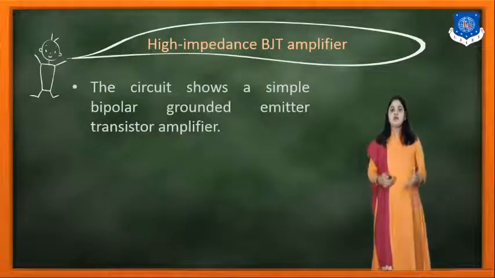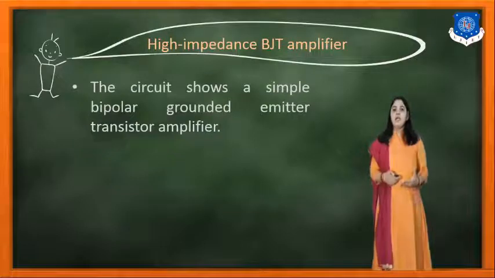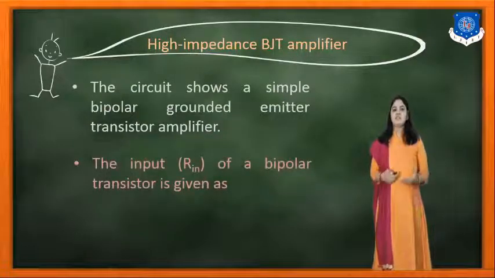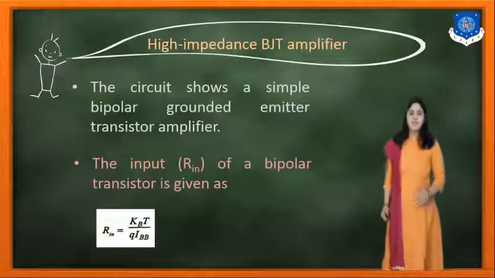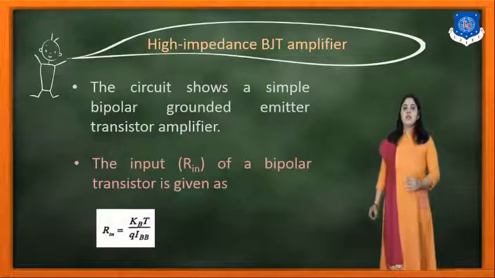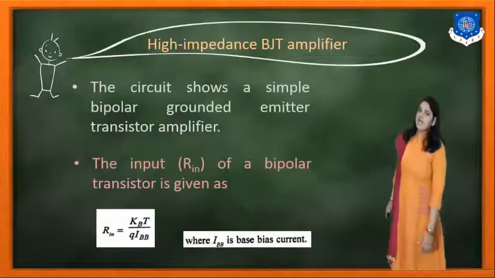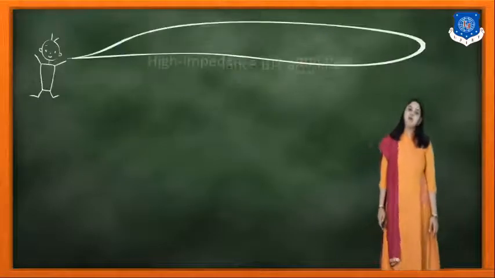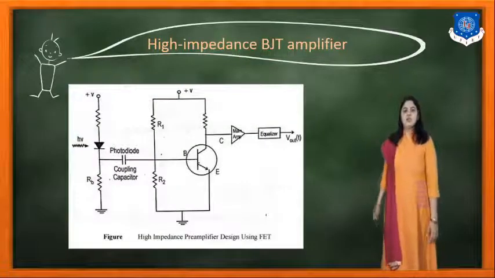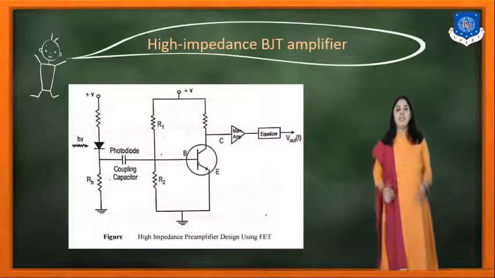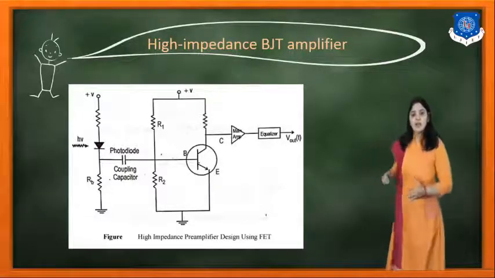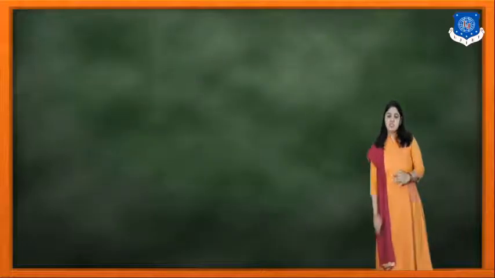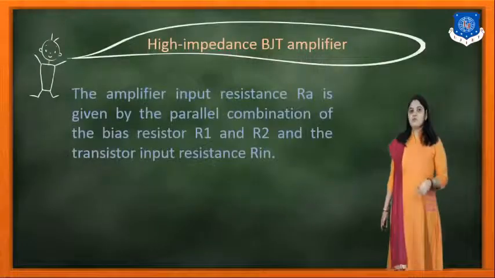This circuit shows a simple bipolar grounded emitter transistor amplifier. The input resistance Rin of a bipolar transistor can be given as Rin equal to kB T upon q I_BB, where I_BB is the base bias current. Here you can see the diagram using the BJT amplifier: the high impedance BJT amplifier, then the equalizer.